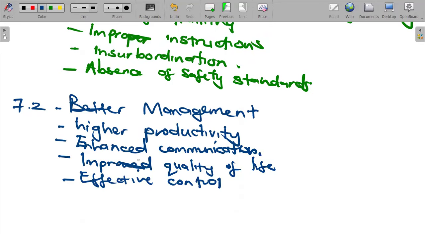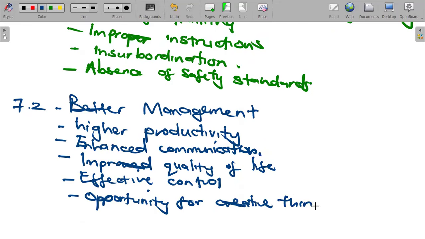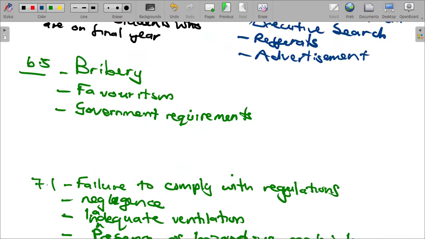Right. And lastly, it promotes an opportunity for creative thinking. And also it promotes participation and coordination, right?